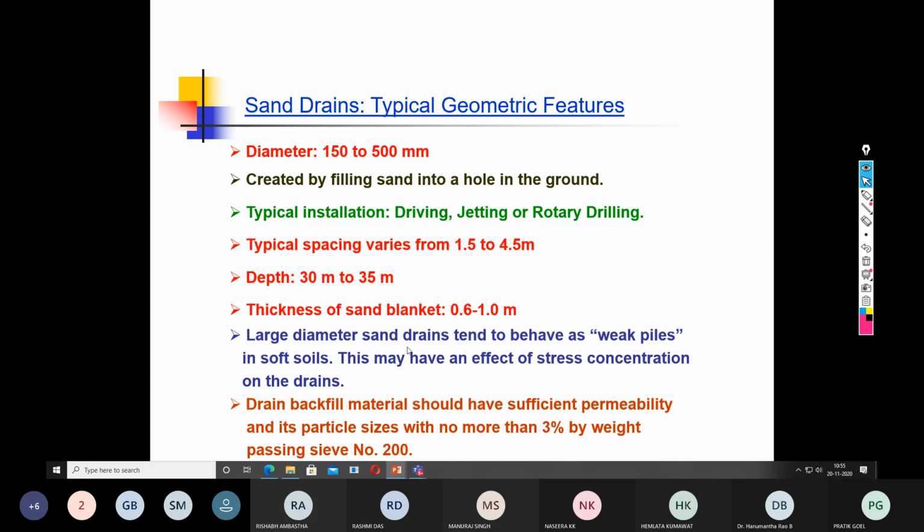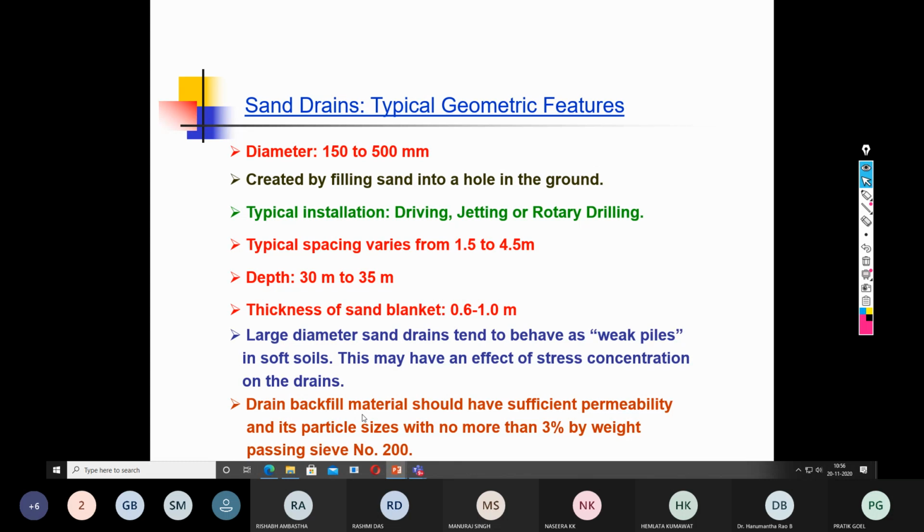Now this explains why we should not go for a large diameter of sand drains. Large diameter sand drains tend to behave as weak piles in soft soil. This may have an effect of stress concentration on the drains. If the diameter is too large, it may act as a load bearing column. When it acts as a load bearing column, it may redistribute the stresses, or it may affect the function of the drainage. That is the reason we should not go for large diameter sand drains.